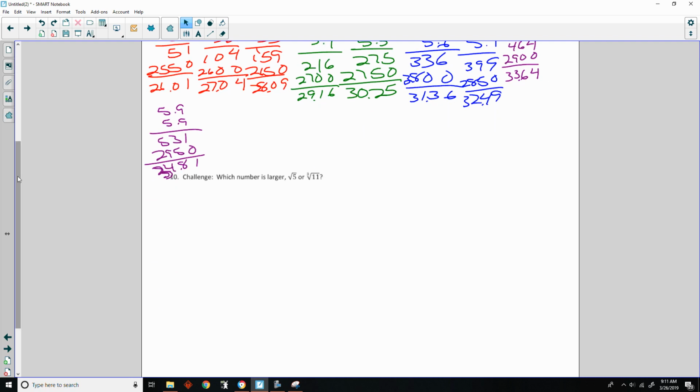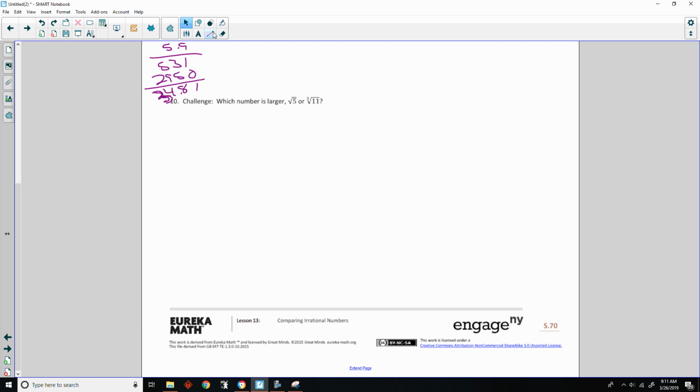All right, number 30. Challenge. Which number is larger, square root of 5 or the cube root of 11? Square root of 5 is greater than the square root of 4, but it's less than the square root of 9, so now we know it's between 2 and 3. The cube root of 11. Okay, so what times itself 3 times is 11?